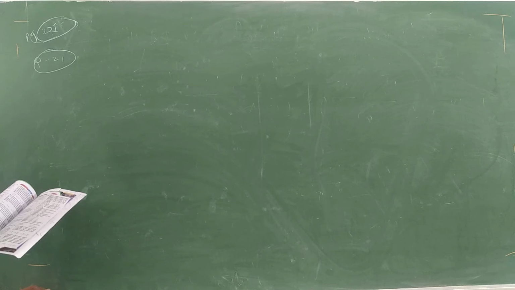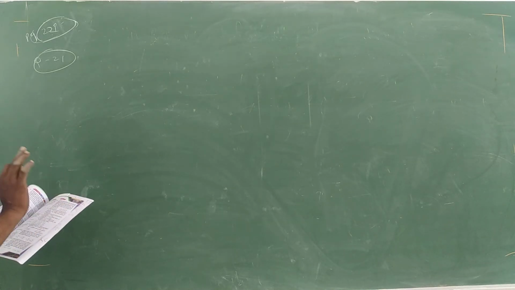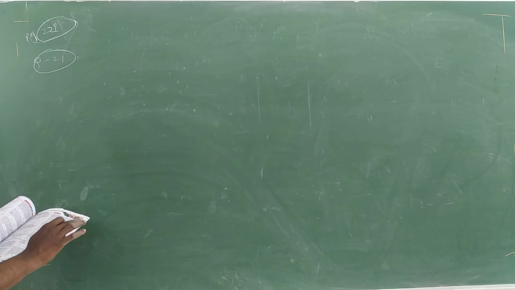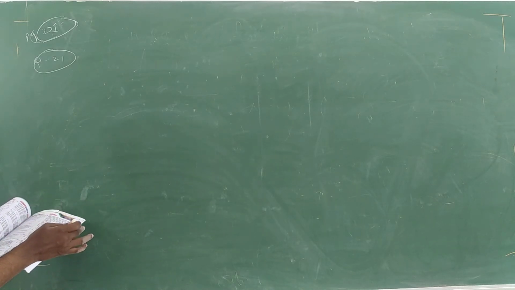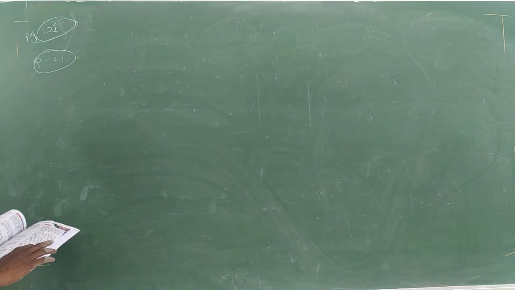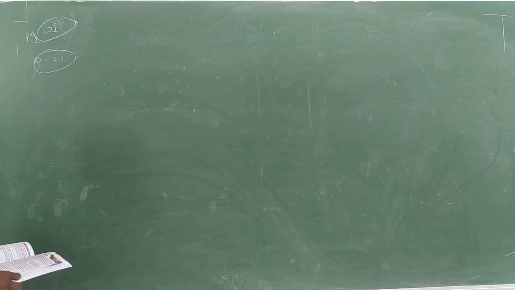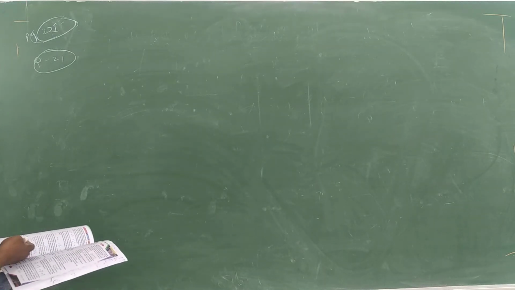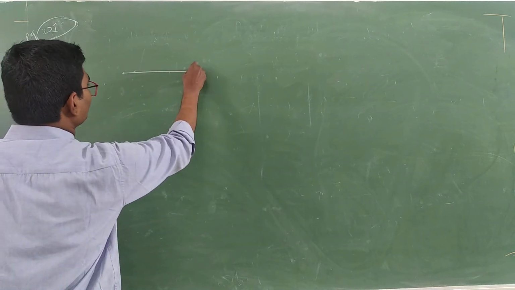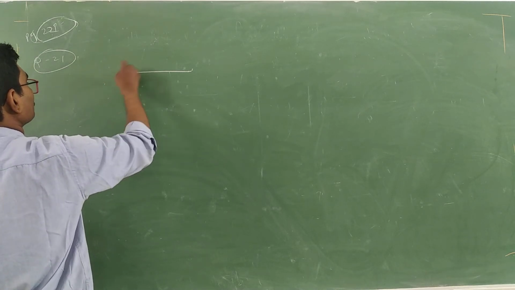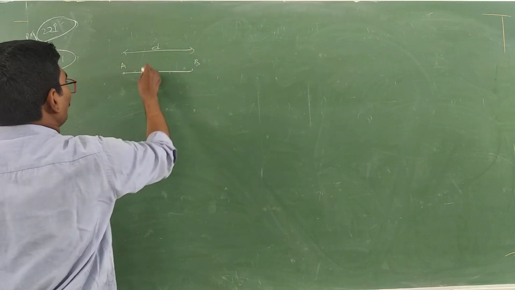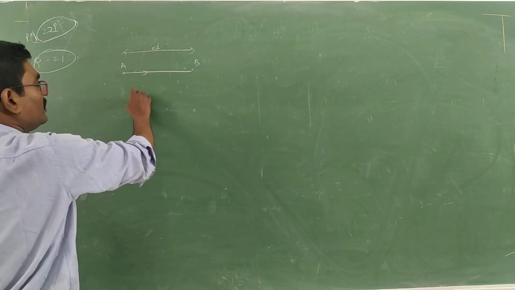A boat covers a certain distance between two spots on a river, taking T1 time going downstream and T2 time going upstream. What will be the time taken by the boat to cover the same distance in still water? Like this, you did this, and there they are asking for the proof. Okay, here you see there are 2 points. This is A and this is B. The distance between them is D. Once it is going downstream, okay.